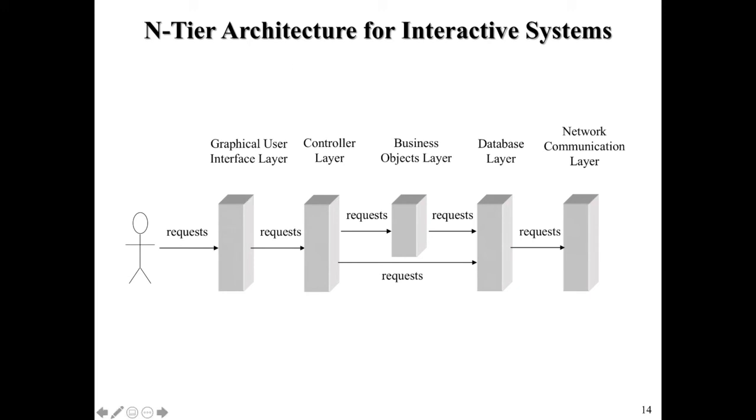When you are designing your interactive system, the architecture of your software system is usually n-tier, so it can be 4 tiers, 5 tiers, 6 tiers, or whatever number of tiers you want to use. That is why we use n here, which is a variable.